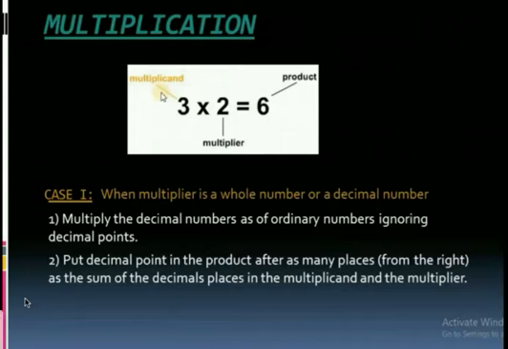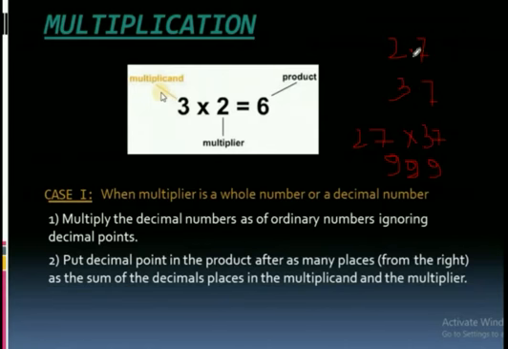So as you can see here, if I multiply 2.7 with 3.7, first of all you have to ignore the decimal. 27 into 37 will be equal to 999.